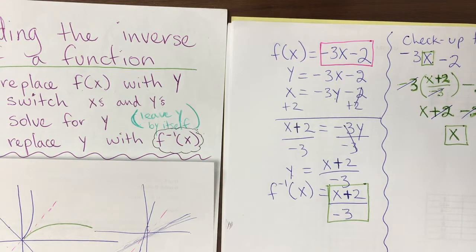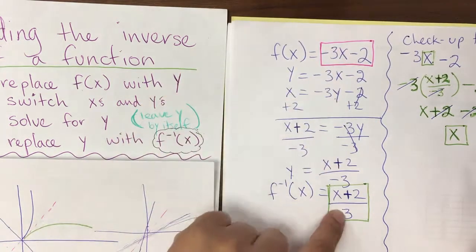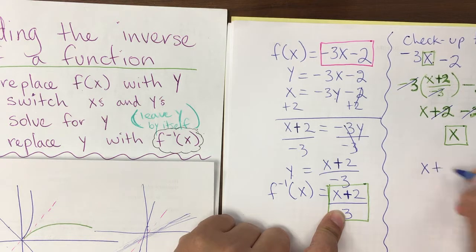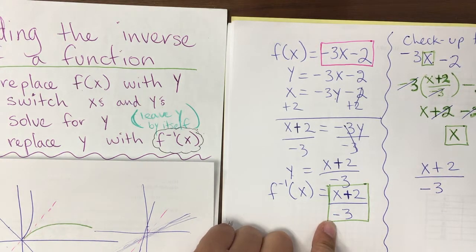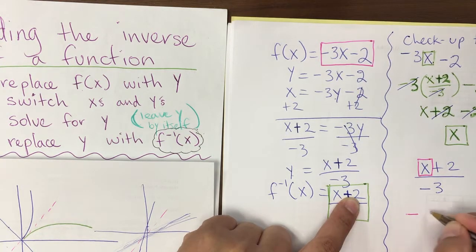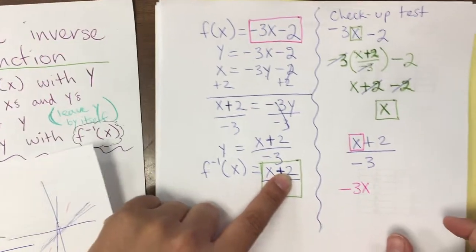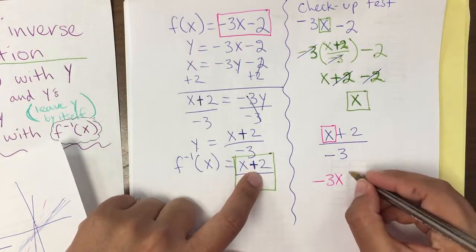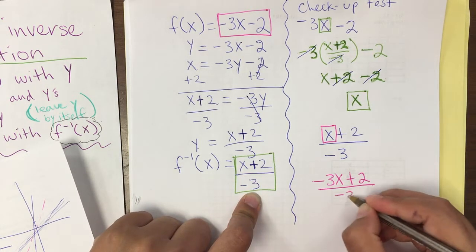Okay. For the next one, I'm going to get not the pink one, but the green one. And since I'm getting the green one, I'm going to replace my x with the pink one. And so it's going to be negative 3x plus 2 divided by negative 3.